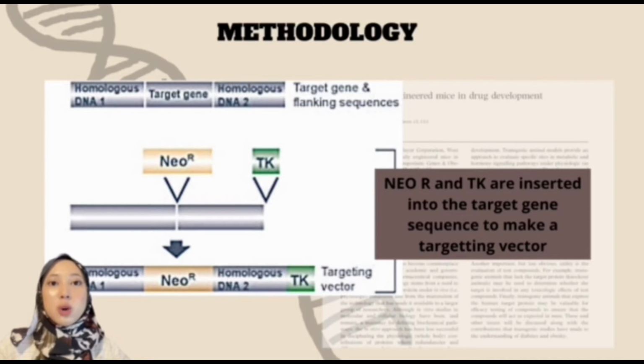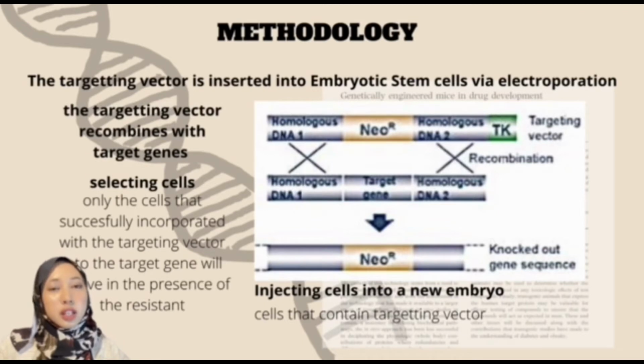The markers NEOR and thymidine kinase are inserted into the target gene homologous DNA1 and DNA2 to make a targeting vector sequence. Move to the second step, which is inserting the targeting vector into the ES cells. The targeting vector is inserted in ES cells via electroporation, resulting in 2 possibilities, successful cells and unsuccessful cells. The targeting vector in successful cells recombines with target genes and knocks out 1 copy of the target genes. At selecting cells, only the cells that successfully incorporated the targeting vector into the target gene will survive in the presence of the resistance.